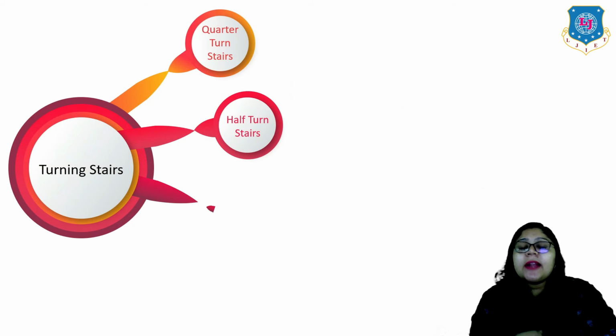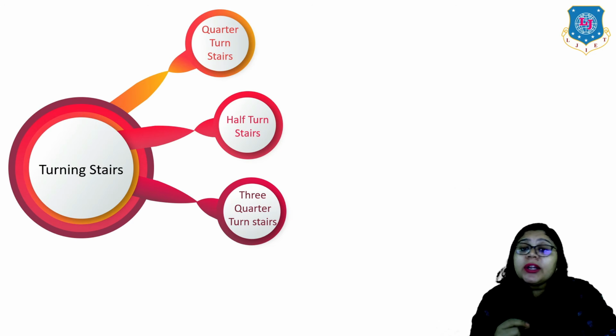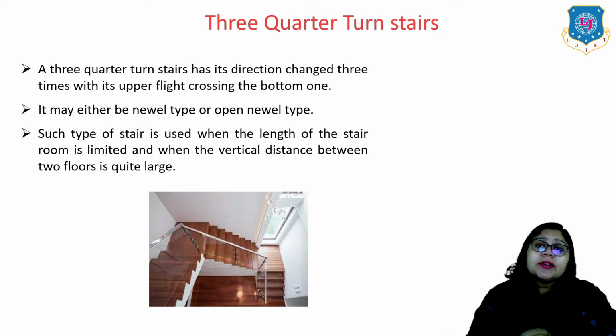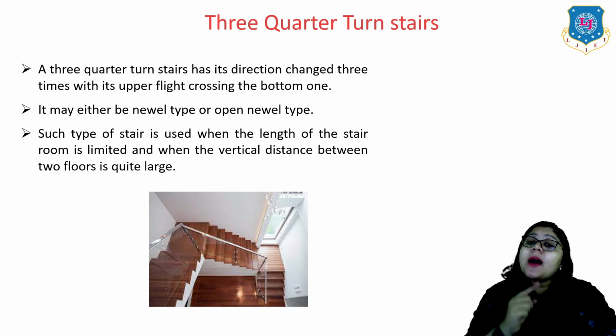Now let us move to the next type of turning stair, which is the 3/4 turn stairs. A 3/4 turn stair has its direction changed 3 times, with its upper flight crossing the bottom one. It may be either newel type or open newel type. Such a stair is used when the length of the stair room is limited and when the vertical distance between two floors is quite large, as shown in this figure, where you can clearly see that we turn three times.